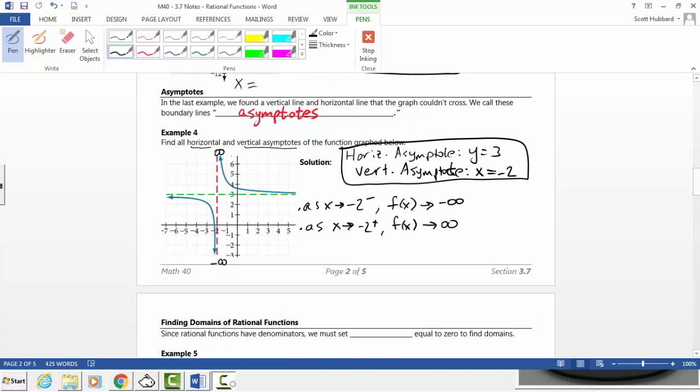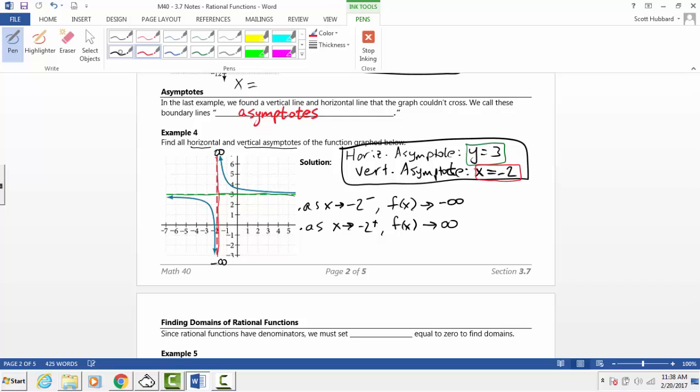Okay, class, we're back. This is what I got for the horizontal asymptote: y equals 3. It's this green line right here. I want to stress, we write horizontal asymptotes as y equals, since it's a horizontal line. And the vertical asymptote looks like it's this red dashed line right here. Remember, it's a vertical line, so we write it as x equals negative 2.